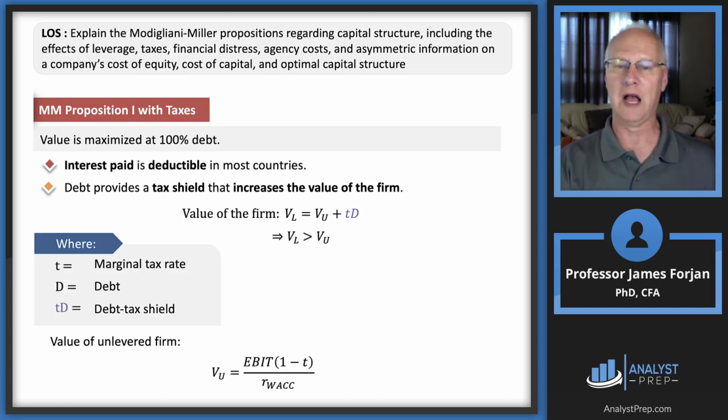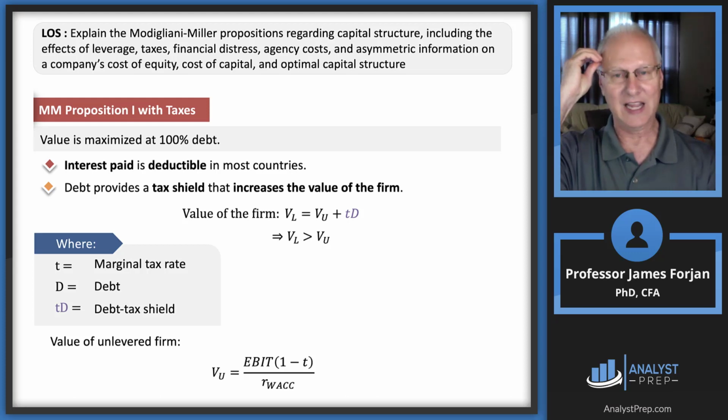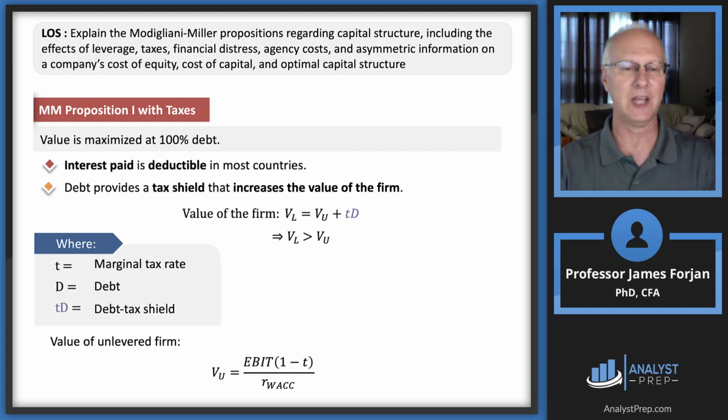But we're also allowing the interest to be deductible. Notice that we have written up there in most countries. So look at the middle section there. So the value of the levered firm is equal to the value of the unlevered firm plus the total amount of debt times that marginal tax rate, which means the following, that an executive can increase the value of the firm just by issuing a bond.